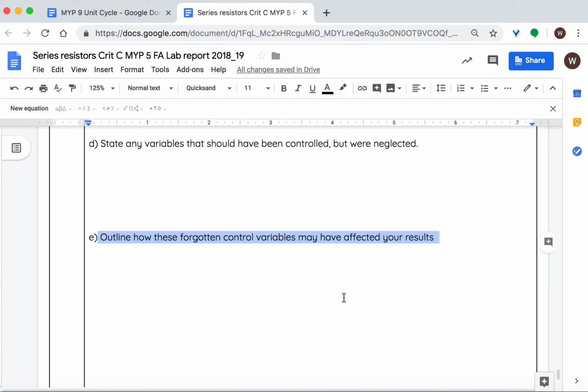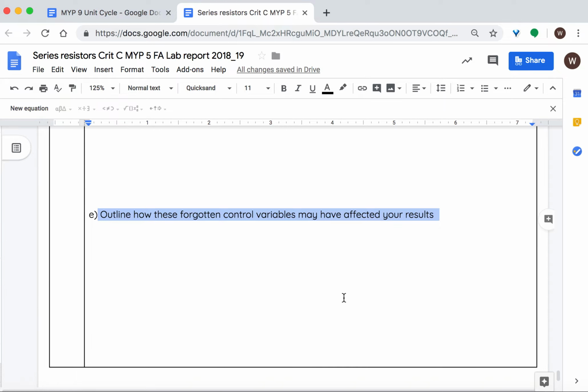Again, we're looking for, would they make them more accurate? Would they make them more precise? How would it change the slope? All that lovely stuff. And guess what?